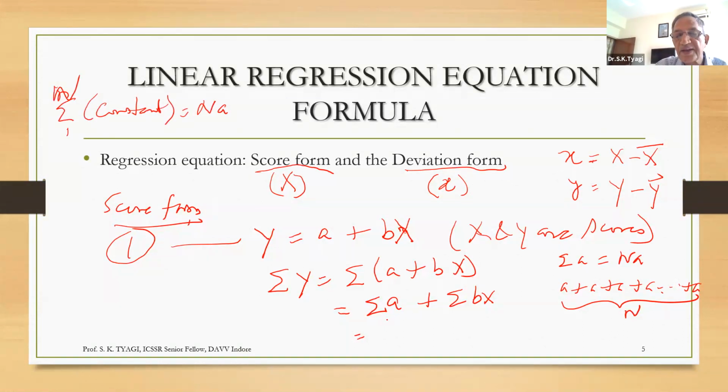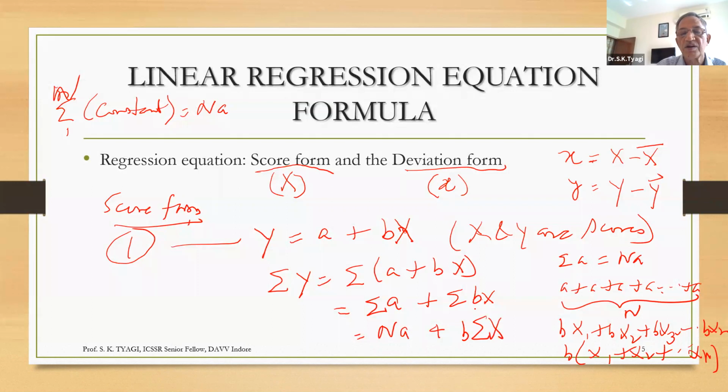Secondly, sigma bx. Here b can be taken out. Sigma bx means bx1 plus bx2 plus bx3 plus bxn. You can take b common: x1 plus x2 plus x3 up to xn. So this is simply b sigma x. So b can be taken out of this summation. Now we have this equation: sigma y is equal to na plus b sigma x.